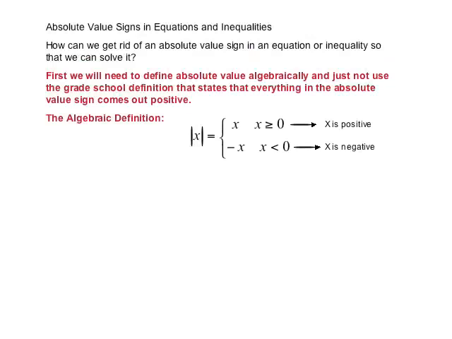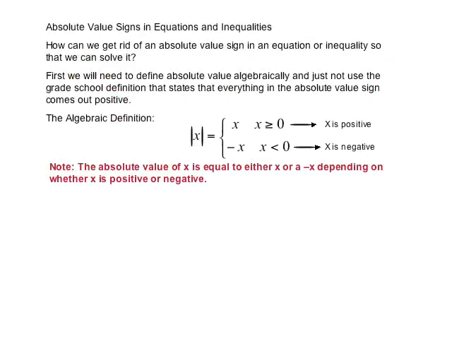The algebraic definition states the absolute value of x is equal to two things. It's equal to x if x is greater than or equal to 0, in other words, x is positive. But the absolute value of x is equal to a negative x when x is less than 0, or x is negative. Now this definition, especially the second part, is a little troubling because it looks like we're saying the absolute value of x is equal to a negative x. But that really isn't what we're saying, and we'll see that in an example below.